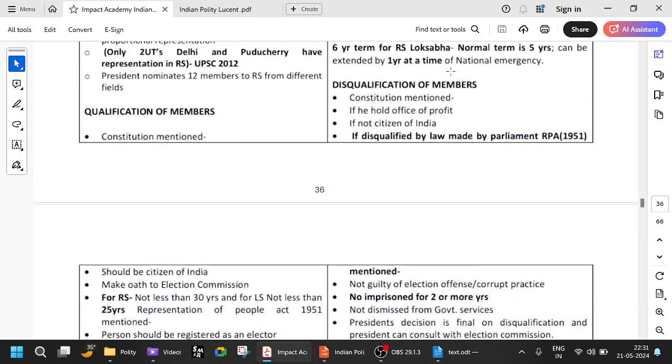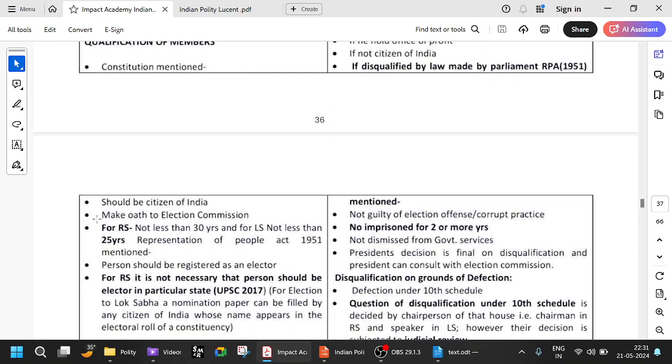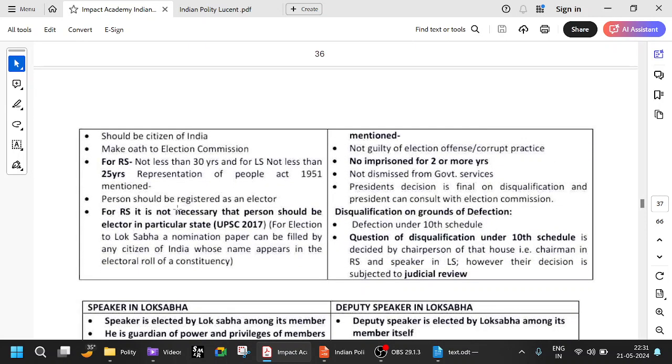So if you look at the disqualification of members, the Constitution mentions that he should not hold an office of profit, he should be a citizen of India, or he should not be disqualified by any law made by the Parliament. Okay, Representation of People Act 1951. So qualification of members for the Rajya Sabha says that you should be a citizen of India and make an oath to the Election Commission.